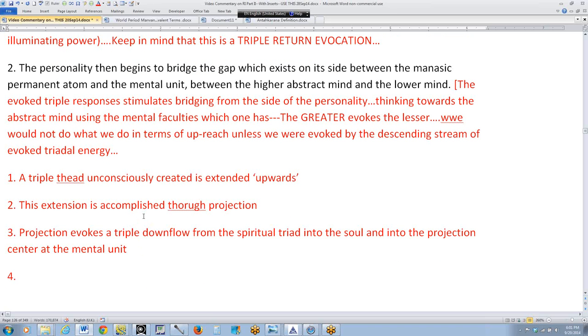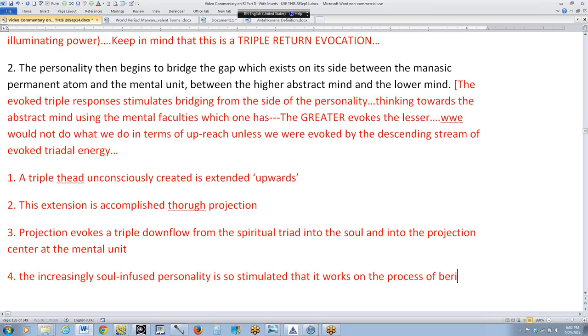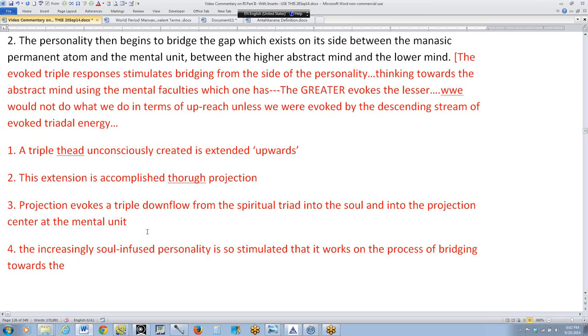And then the personality, the increasingly soul-infused personality, is so stimulated that it works on the process of bridging, bridging towards, or from its mentality towards the higher mentality of the abstract mind.